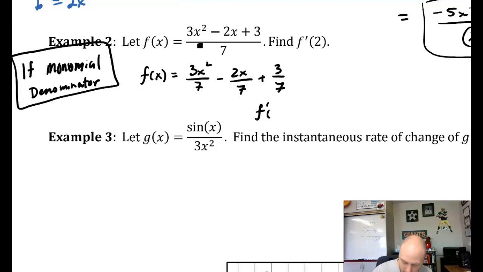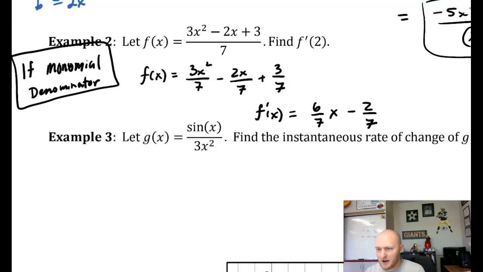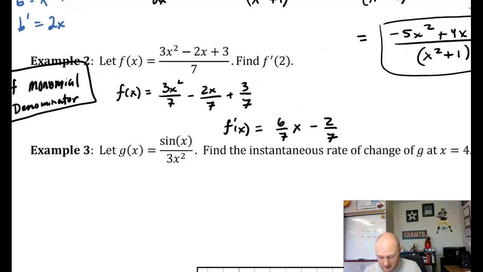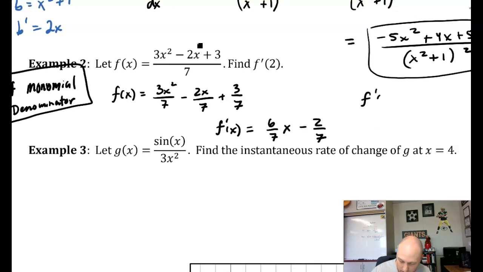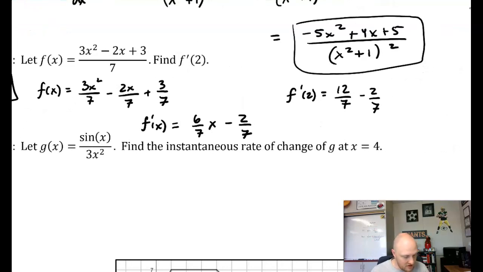So here we go. Here's f prime, not f prime of 2. I'll wait to get to f prime of 2. The derivative of my first term is 6/7 x minus 2/7. Wasn't that so easy? Man, that monomial denominator. Go ahead and split it. And then f prime of 2 looks like 12/7 minus 2/7, which is 10/7. All right, there you have it.